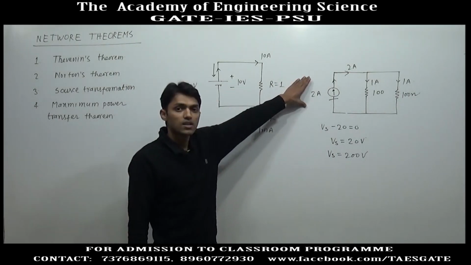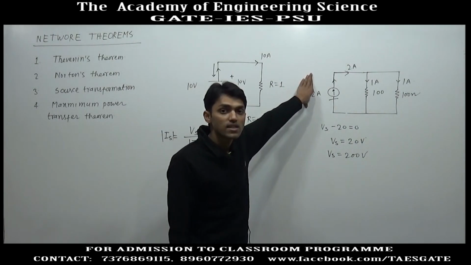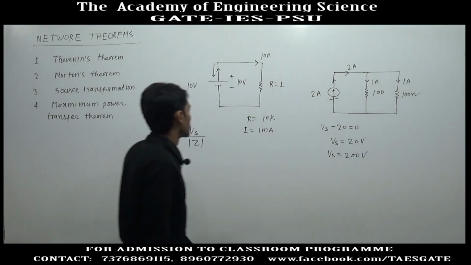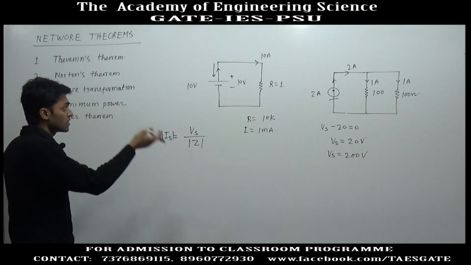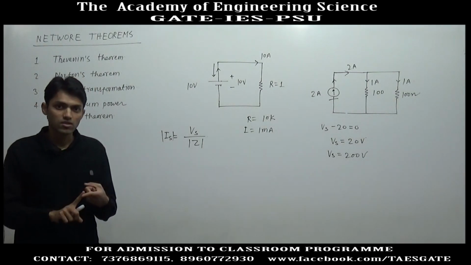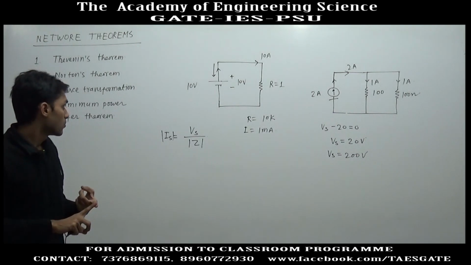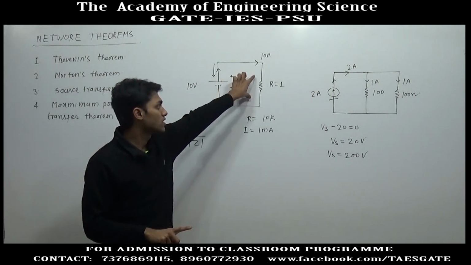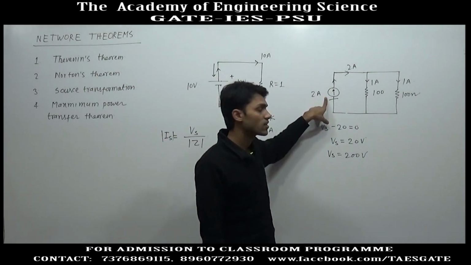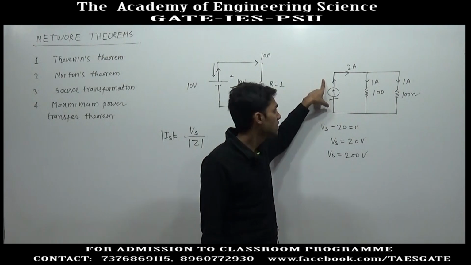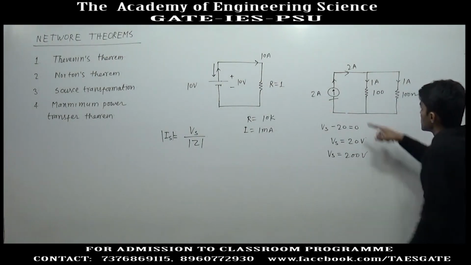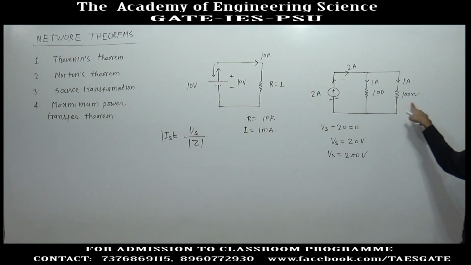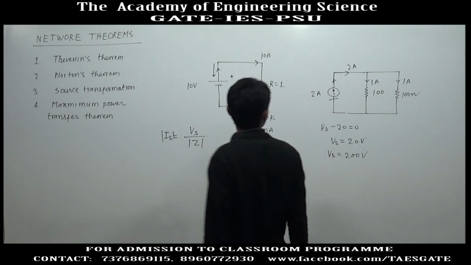So the voltage across the current source depends upon the equivalent resistance that is connected across it. In case of an ideal voltage source, the voltage across the source is fixed and the amount of current supplied depends upon the equivalent resistance connected across it. In case of a current source, the current supplied by the source is fixed and the voltage across its terminal depends upon the equivalent resistance connected across it.